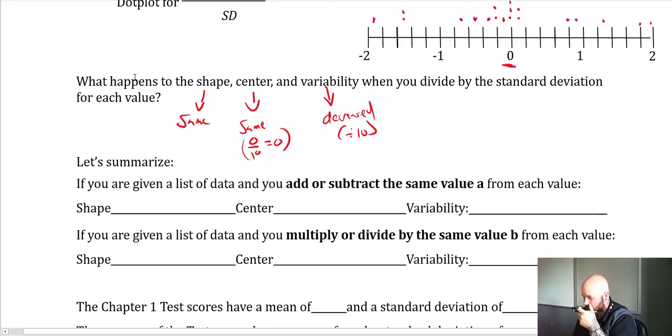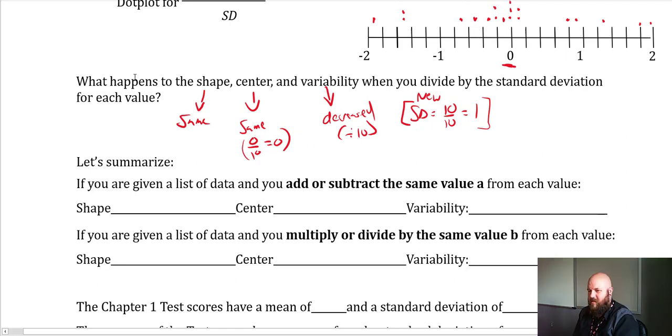So in other words, what's our new standard deviation? All right, we divided by 10. So our standard deviation was 10. So if we divide it by 10, our new standard deviation is 1. Okay?